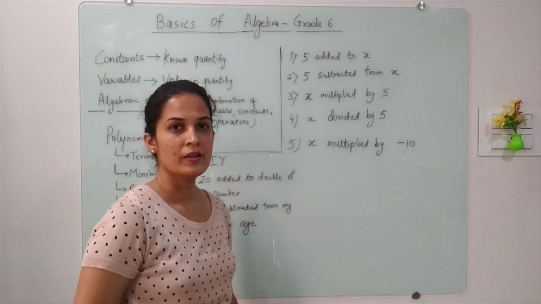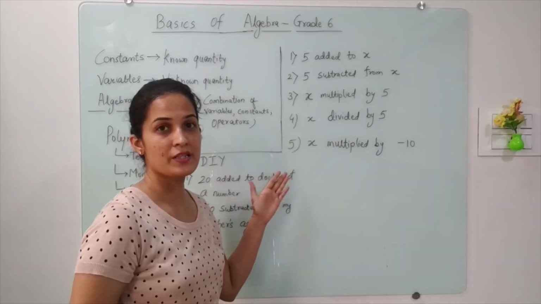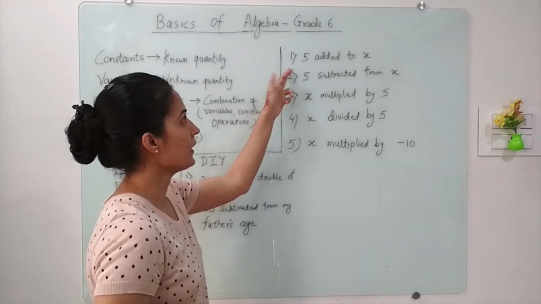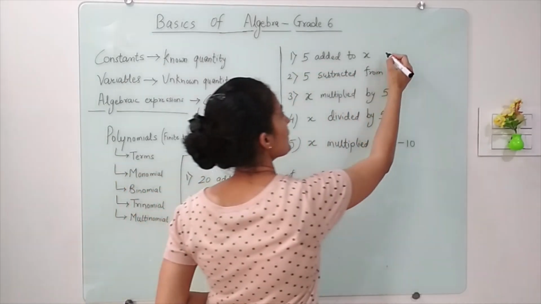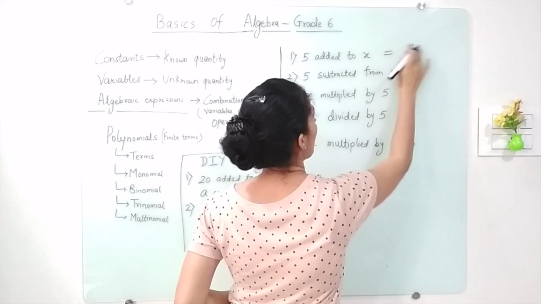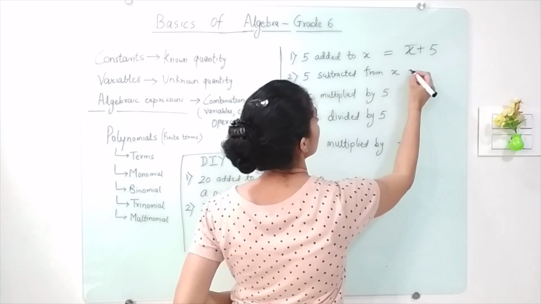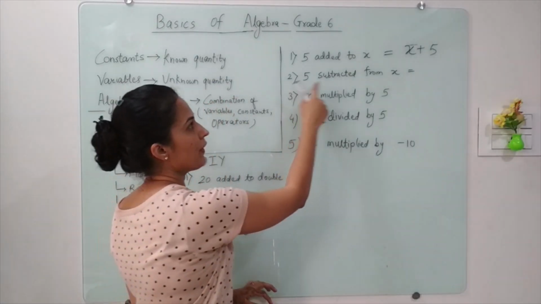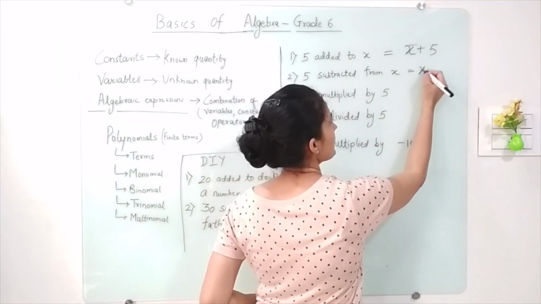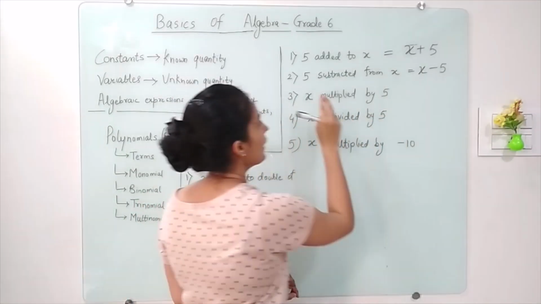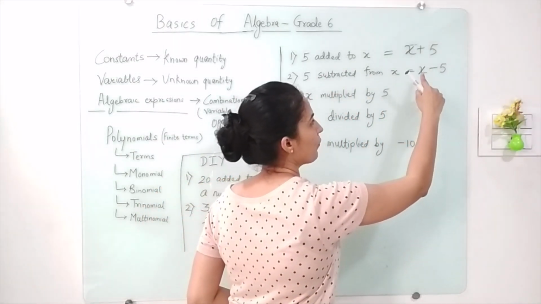Okay. Now let's quickly see a few more examples of algebraic expressions. Here it is 5 added to x. How do we write it? It's very simple. 5 added to x, so that means x plus 5. Similarly, 5 subtracted from x. I can simply write it as x minus 5. I am subtracting 5 from x.